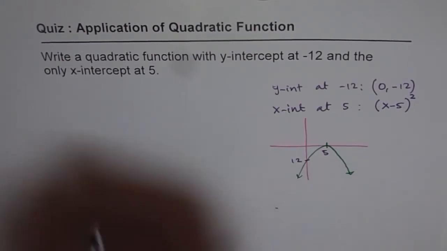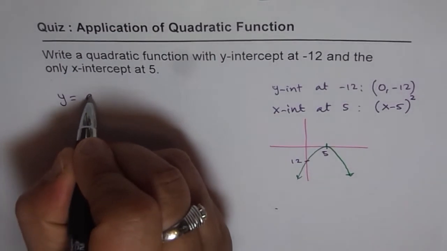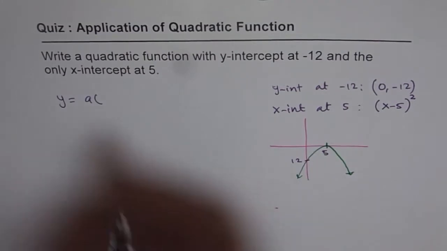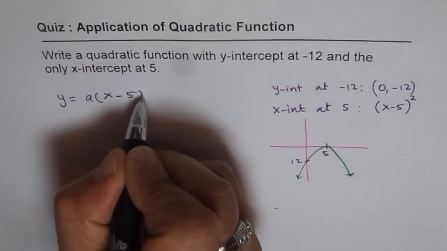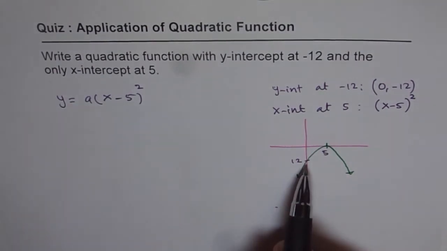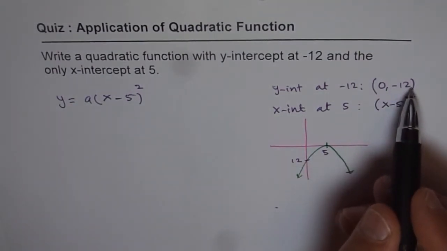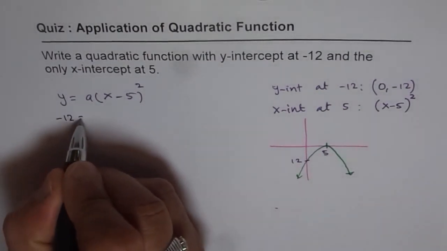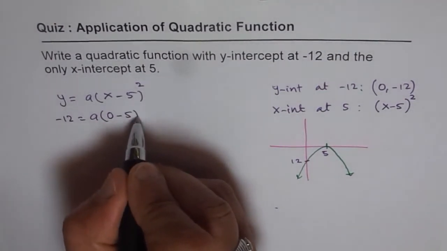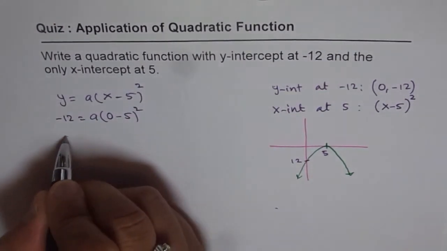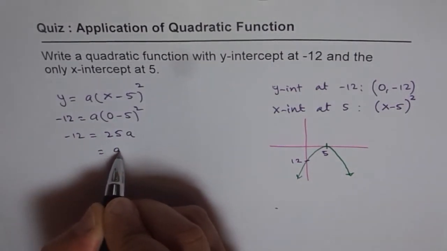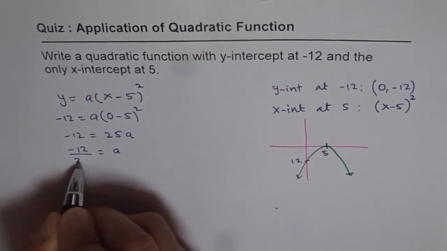So this parabola should have an equation like y equals a times, sometimes you forget a, which is a very important point, a times (x minus 5) whole square. Now to get the value of a, we can use the y-intercept, which is (0, -12). So minus 12 for y and x is 0. So write (0 minus 5) whole square. That means minus 12 equals 25a, or a equals minus 12 over 25.